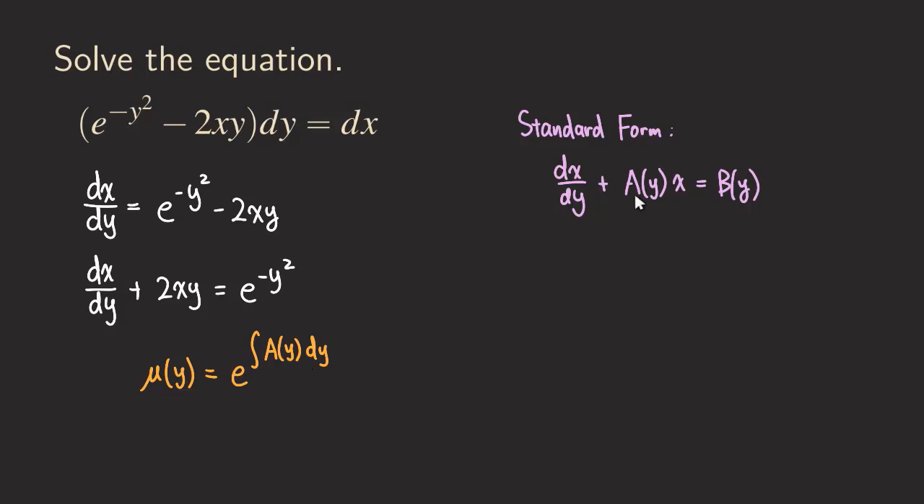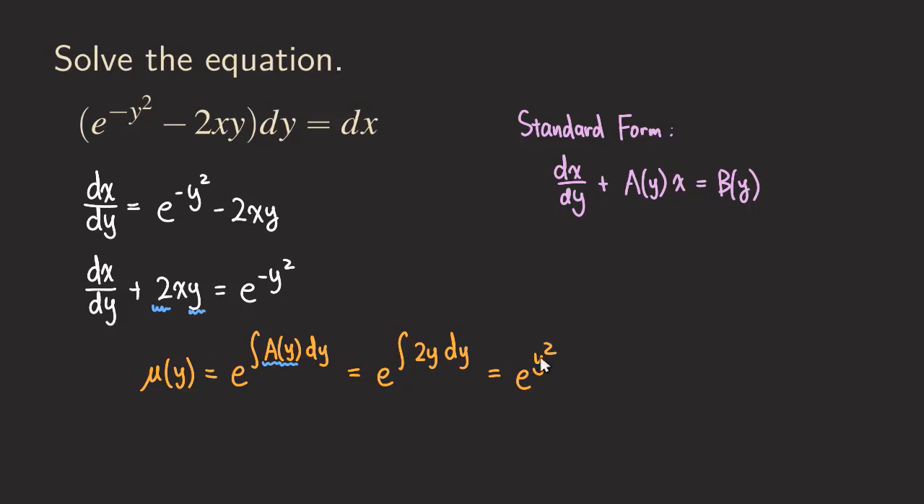So now putting the a of y in here, a of y is actually the 2y here, as you can see. So the 2y, this is the a of y, okay? And so now we put the 2y in here. So we are going to get e to the integral of 2y dy. And then integrating the 2y, we'll just get y squared. So we are going to get e to the y squared.